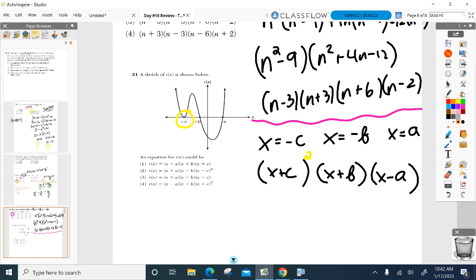When it bounces off the x-axis, there's actually 2 answers there. And they're the same one. I just have x equals negative c twice. All right, when it bounces.